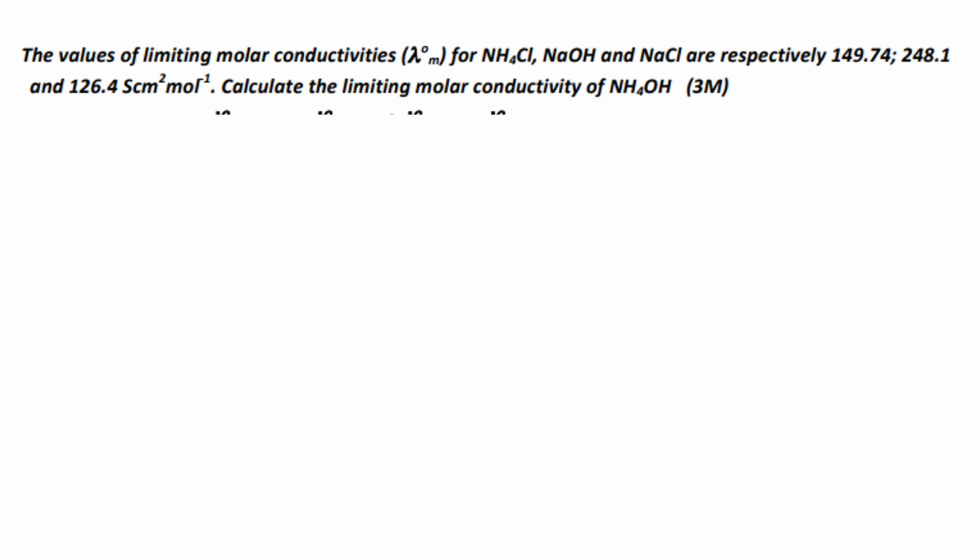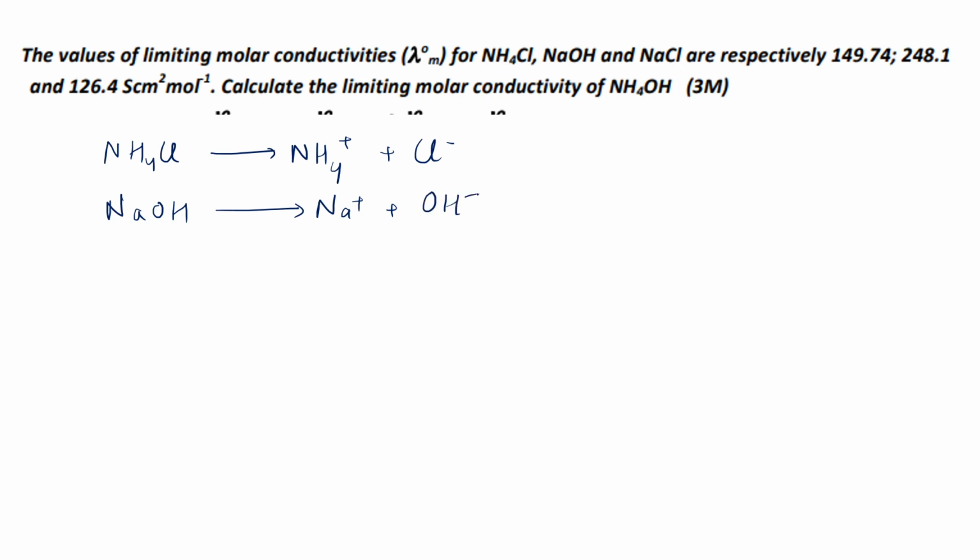So for this question, the limiting molar conductivities of ammonium chloride: ammonium chloride will dissociate into ammonium plus chloride minus. NaOH will dissociate into sodium plus hydroxide ions, and NaCl will dissociate into sodium plus chloride ions. Okay, so they have mentioned the values over here. Calculate the limiting molar conductivity of ammonium hydroxide.